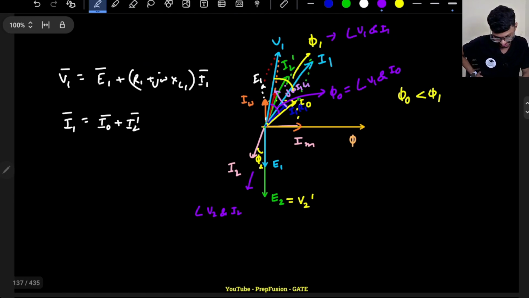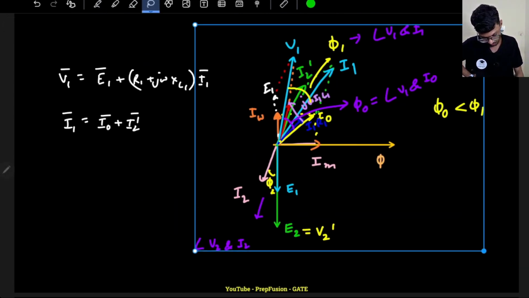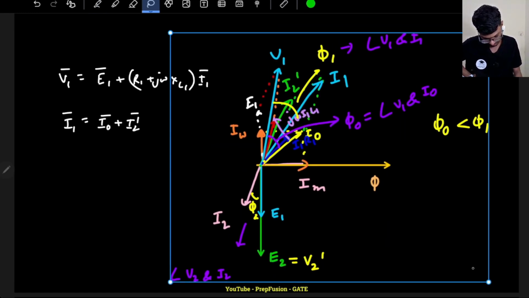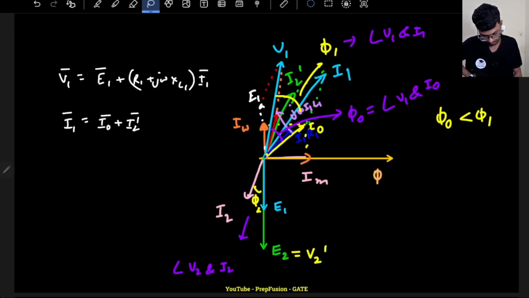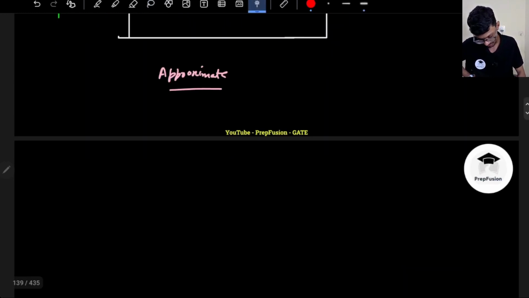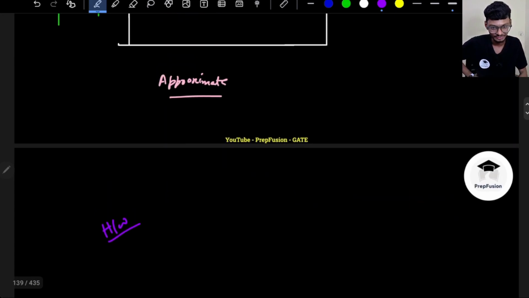I know it's a bit messy, so I will enlarge this. If I enlarge this, it will be a bit easier for you to understand. So the homework for you is to solve for this one and draw the phasor diagram for this one. This is the homework. I will not do everything, I will leave out a few things for you as well.